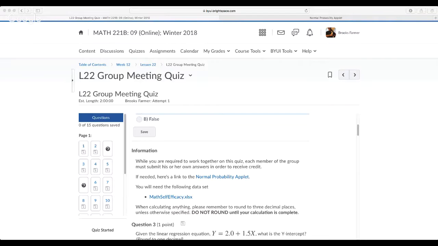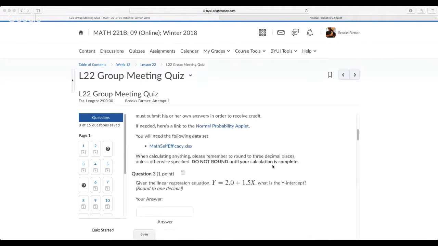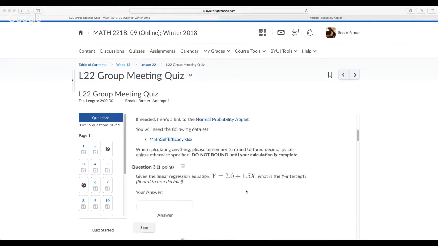Are you guys ready? Yep. Given a linear regression equation, y equals 2 plus 1.5x, what is the y-intercept? 2, right? So you put 0 for the x, I believe. Yeah, so it should be 2.